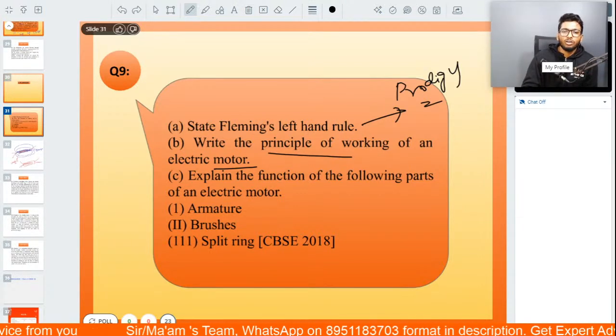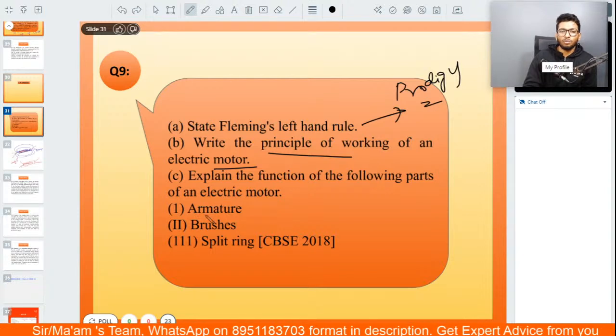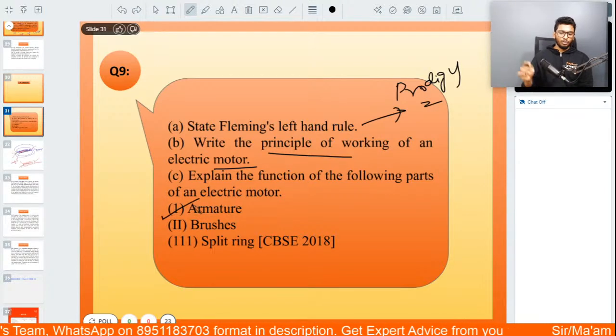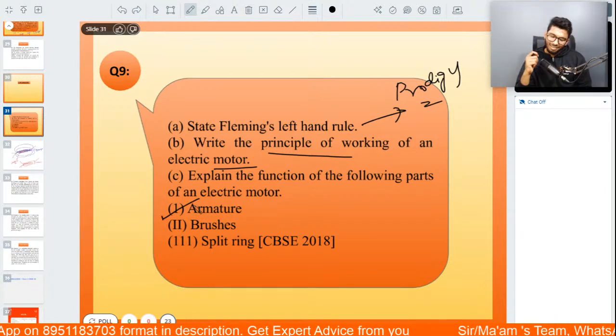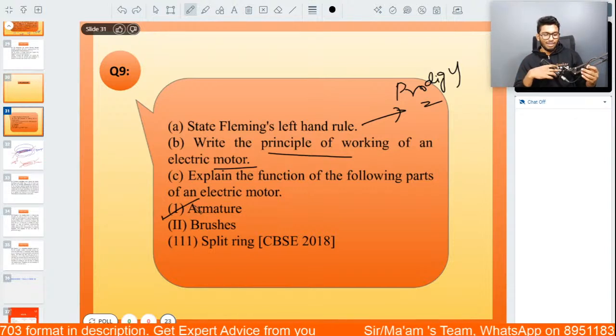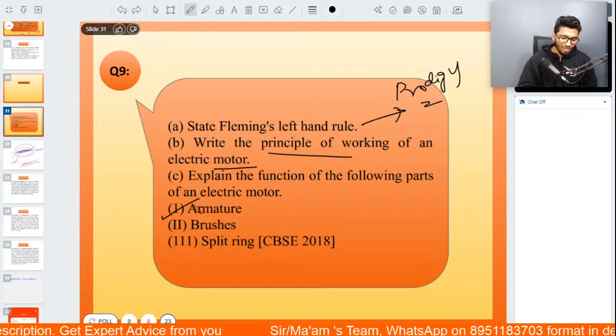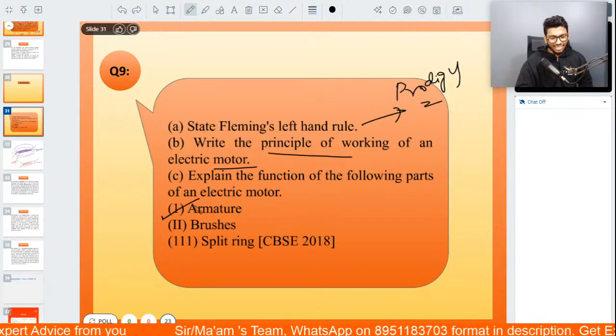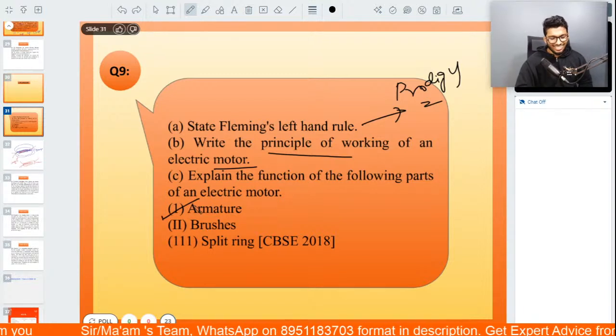All right, now talking about the functions of the following parts. What does an armature do? Come on, guys, in the chat box. Let's go. Yes, Nidhi. Very, very smart you are. So when a conductor is placed, exactly, Kushagra. Fantastic. Absolutely.